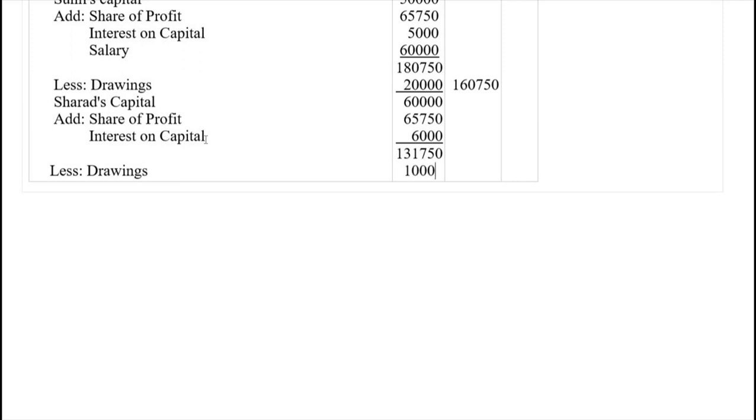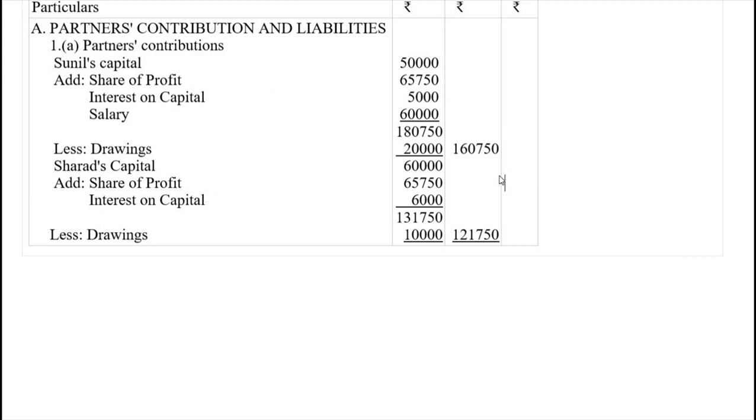So the drawings made by Mr. Sharad is rupees 10,000. So now let me underline this here. So the difference here is rupees 1,21,750. So now let us take the sum of these two to the outer column here. It will be now, so 7,500 carry on to 2,82,500. Then the next one here B, general reserve.